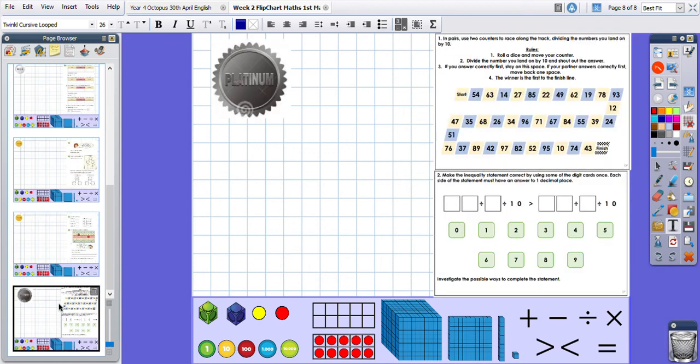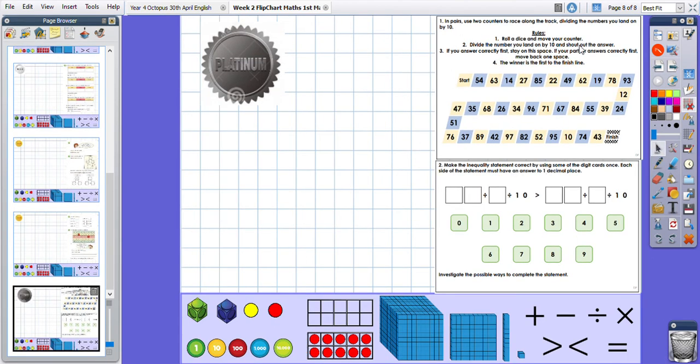And then for platinum, you have a game to play. So if you have a dice at home, you can take part in this game, or if not, you can select which numbers you wish to divide by 10 along the way to the finish. And finally, some digit cards to pop into the missing squares to make this statement correct.